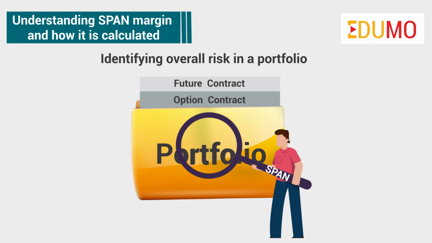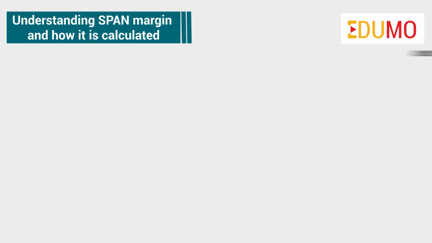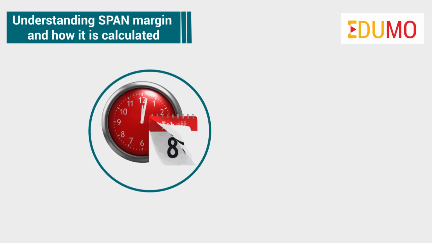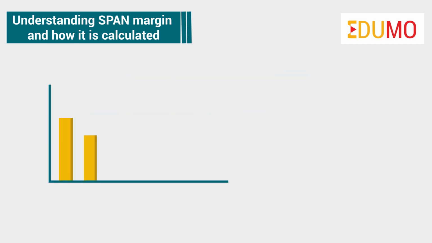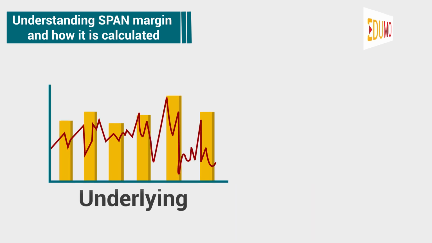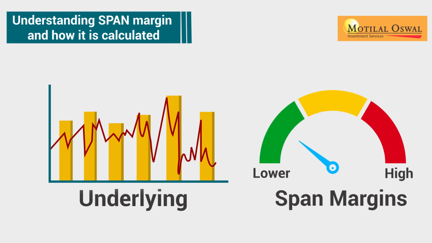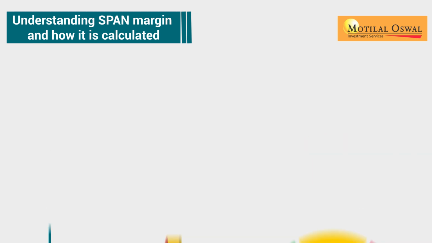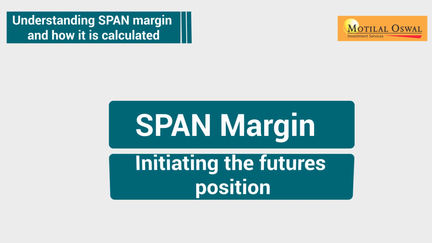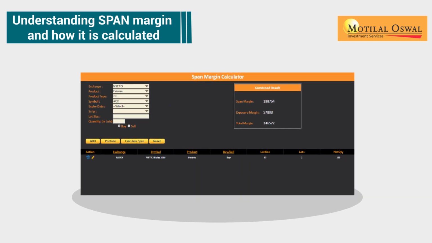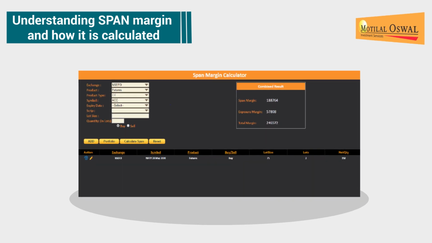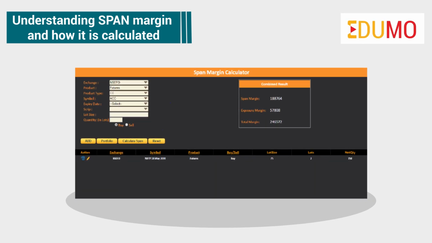The SPAN margin of a particular security keeps changing from time to time based on the risk and volatility of the underlying asset. Higher the volatility of the underlying asset, higher the SPAN margins. The SPAN margin is collected at the time of initiating the futures position. Most of the leading brokerage houses have a SPAN calculator on their terminals, as shown on the screen.